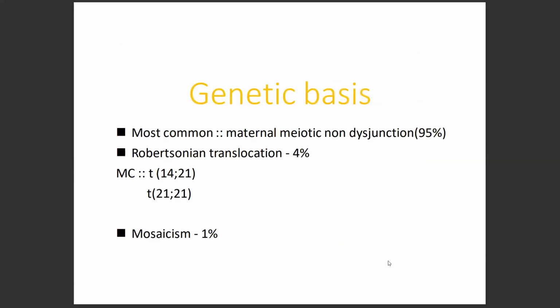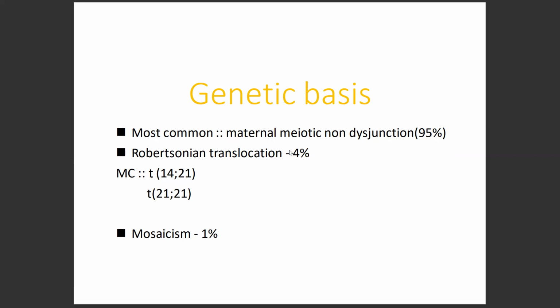Then about the genetic basis, one of the questions is what is the chromosomal abnormality found in Down syndrome. For that, we have to answer these three genetic abnormalities. The most common is maternal meiotic non-disjunction, found in 95% of Down syndrome children. Then we have the Robertsonian translocation in 4% of cases. The most common is translocation 14;21, and another is translocation 21;21. Then we have mosaicism in 1%.